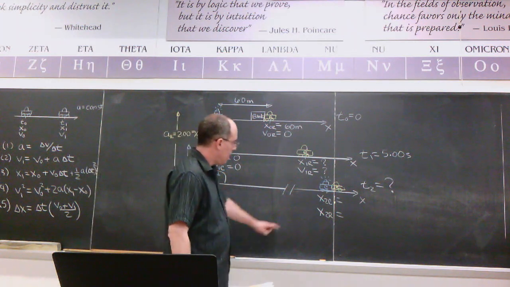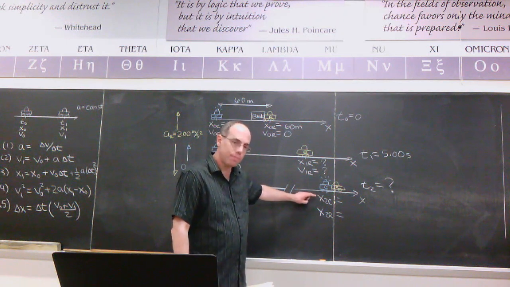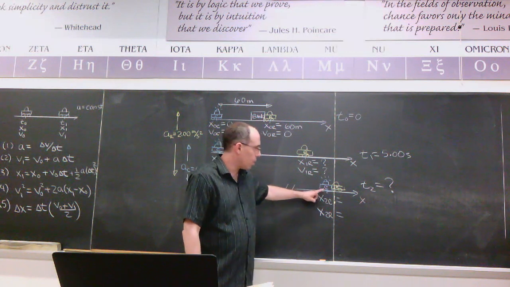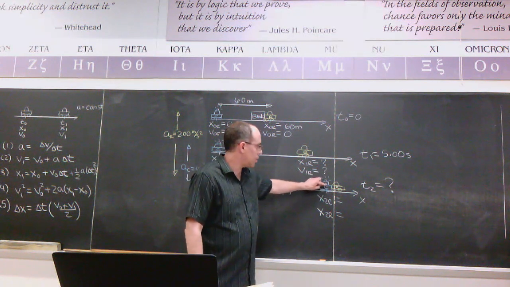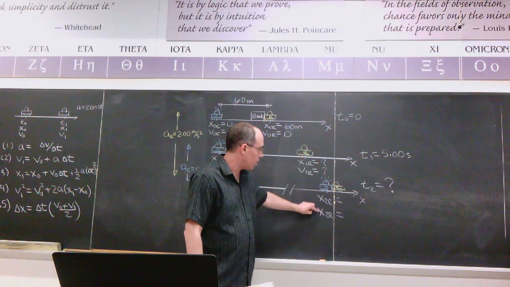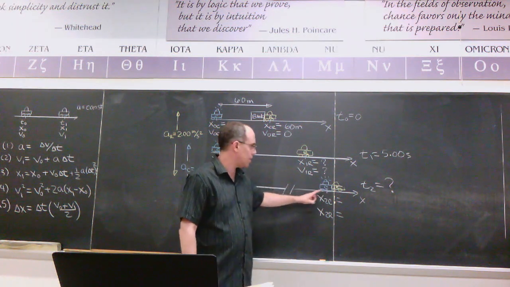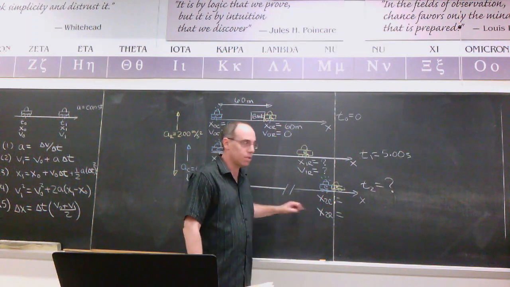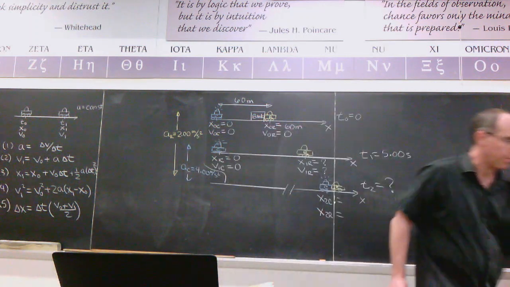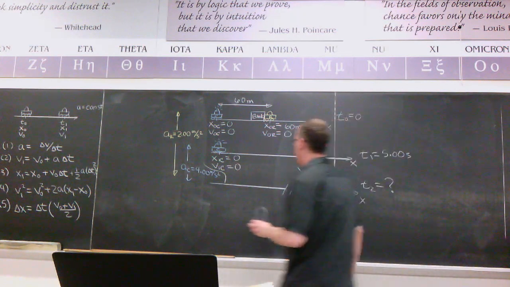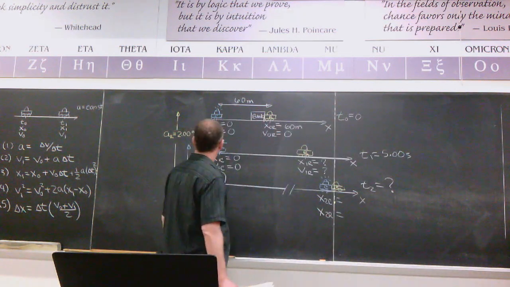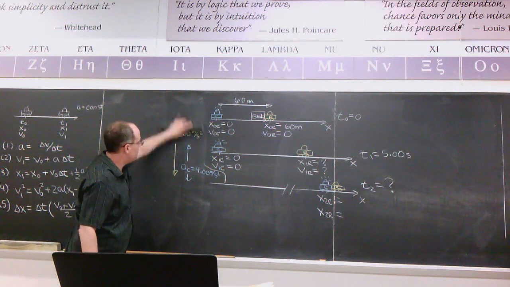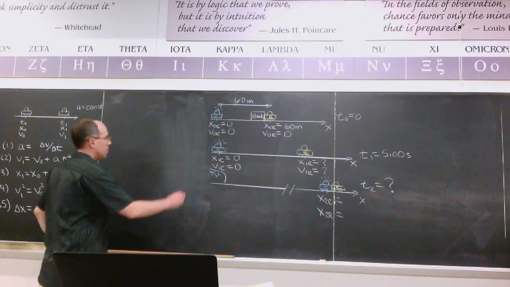Now, as far as solving the problem, here's what we know. At the moment the cops catch the robbers, the positions are equal. In other words, at the moment the cops catch the robbers, we can say x2 cops equals x2 robbers. I didn't make good use of space, so hope you got that in your notes.